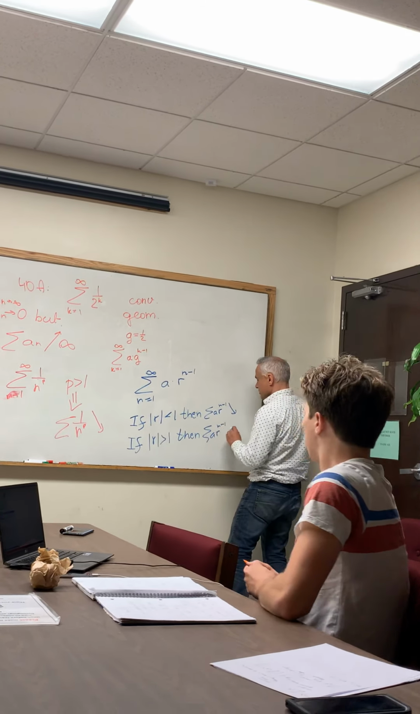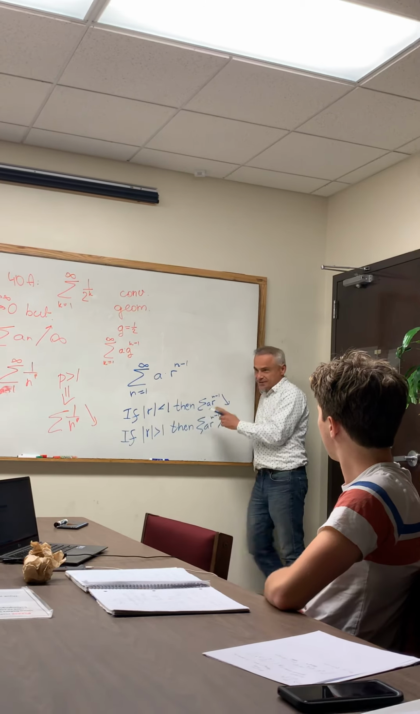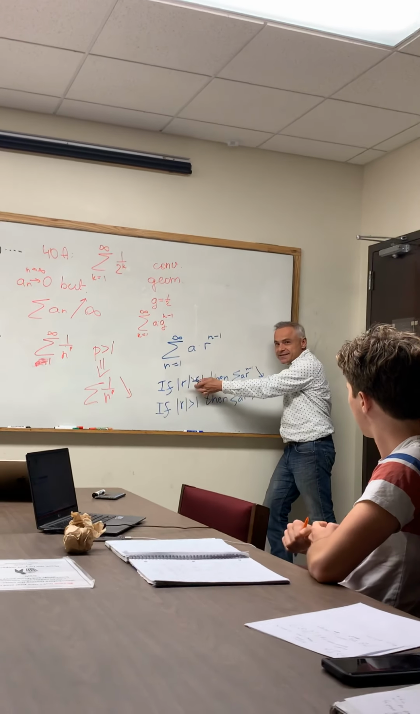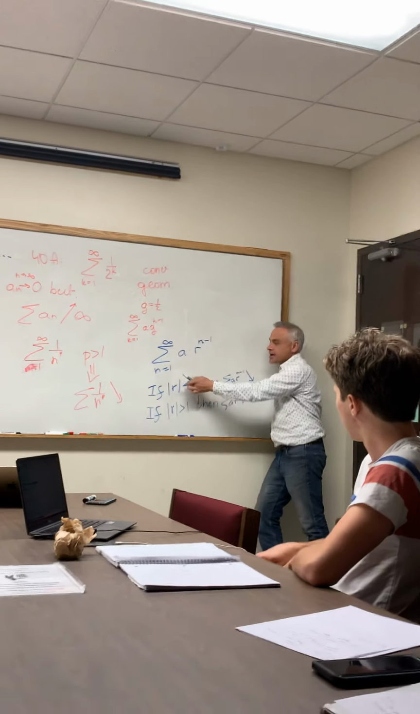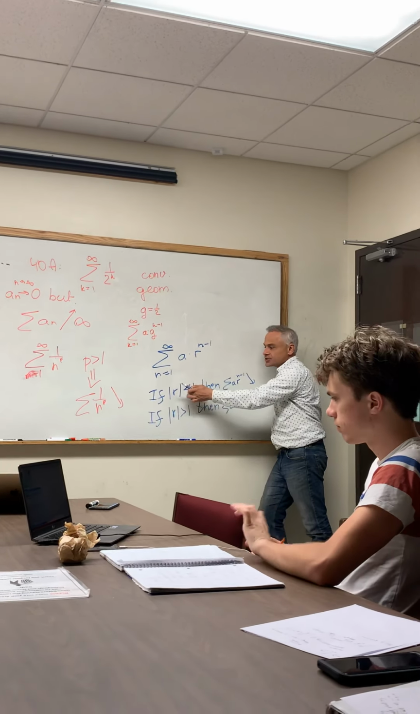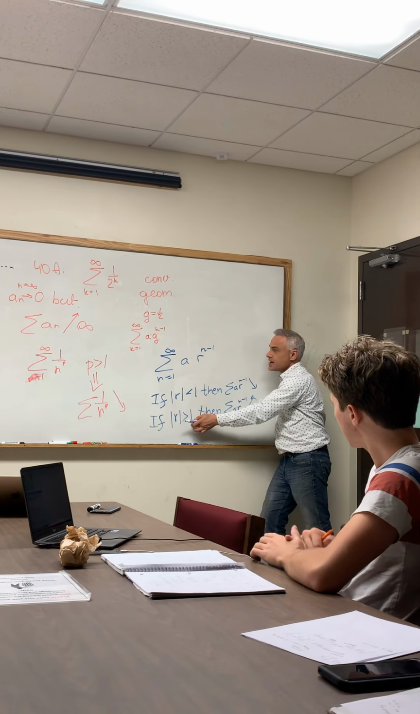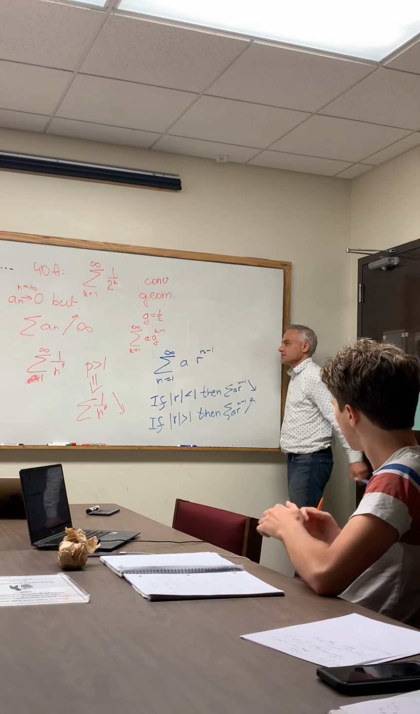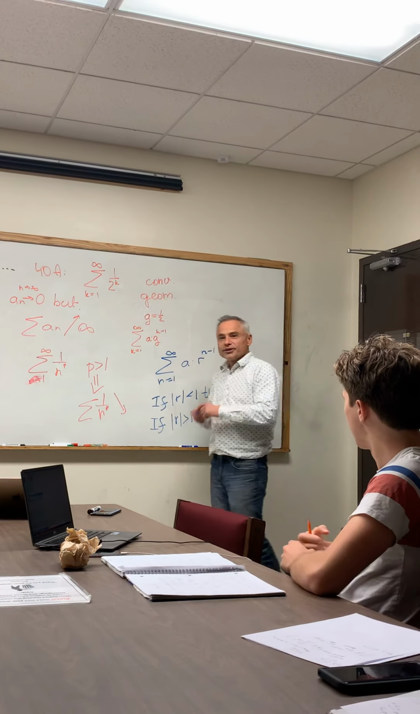What if it is 1? So I missed one case, right? I tell you what happens if r has a modulus less than 1 or bigger than 1, but I'm not telling you when it is 1. Well, what do you think?